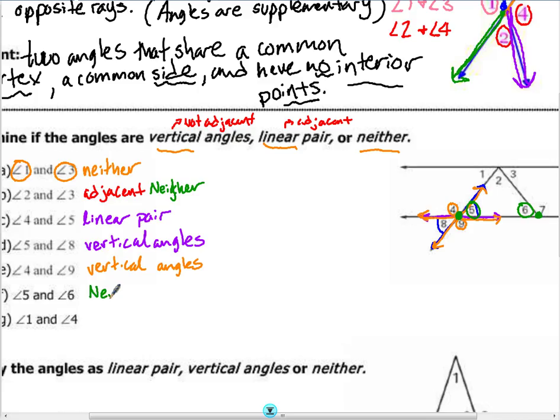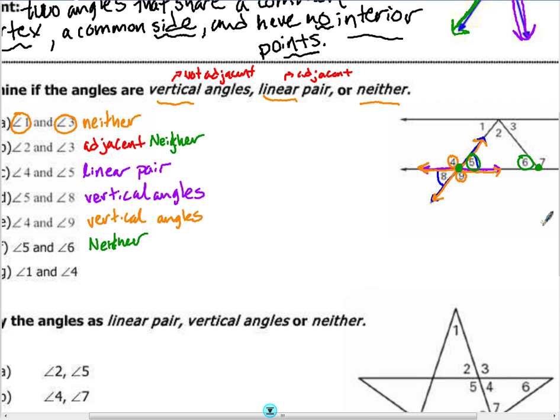Neither opposite rays, vertical angles, or linear pair. Now let's look at 1 and 4 last but not least. 1 and 4, kind of that same situation, right? Here's one vertex for angle 1, here's a vertex for angle 4. Since they don't have a common vertex, this would be an example of neither of these two relationships.